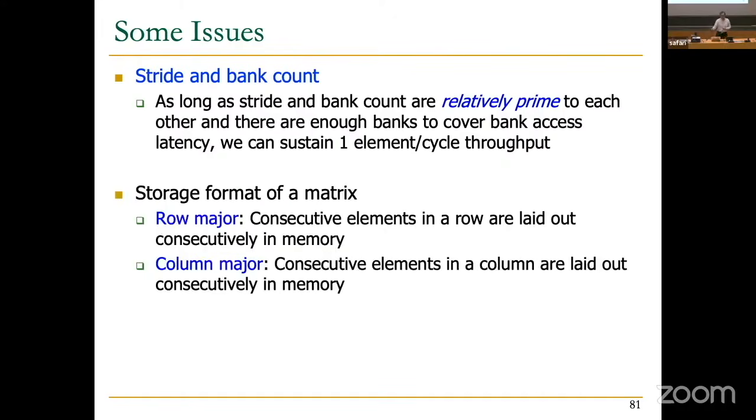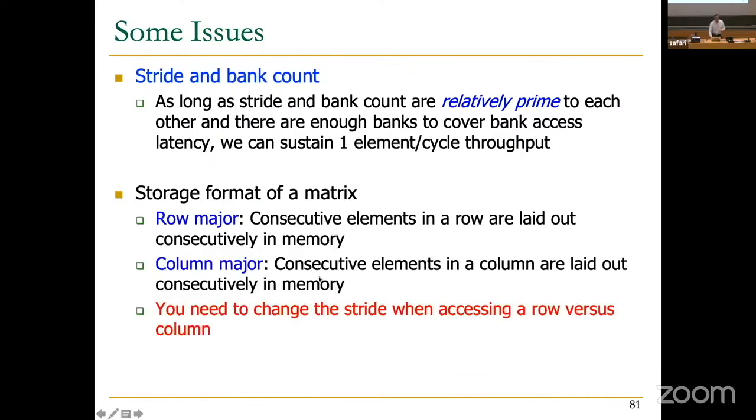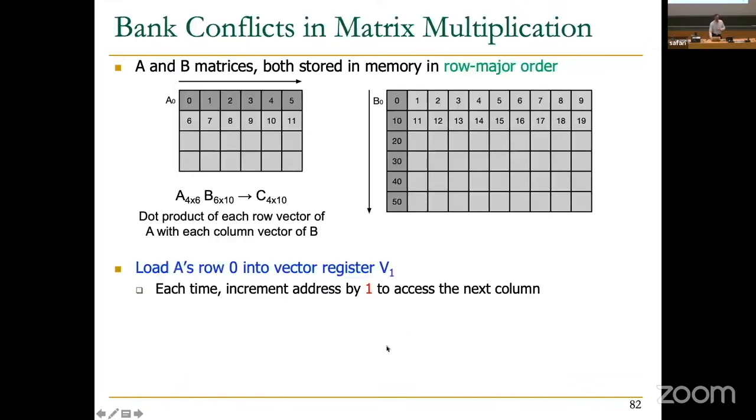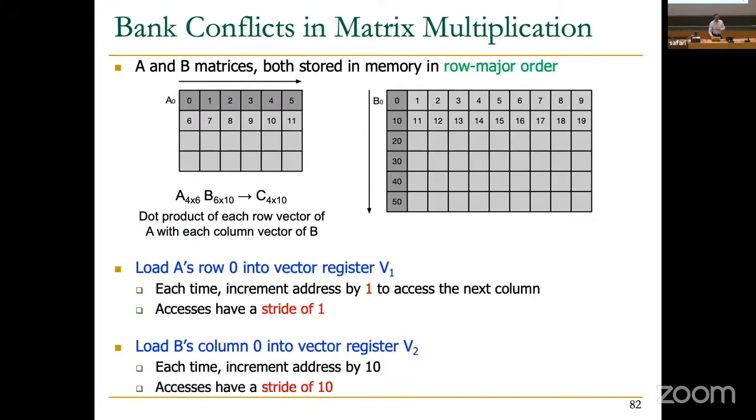Okay, so basically, we talked about the row major, column major. I'm not going to talk about this. I want to talk about a few more things before we finish. You can leave if you need to leave, but I'm almost done. So basically, you need to change the stride when accessing a row versus column. And we've already seen this. Basically, this is very difficult to achieve. The purpose of the initial example was to show this is very difficult to achieve.